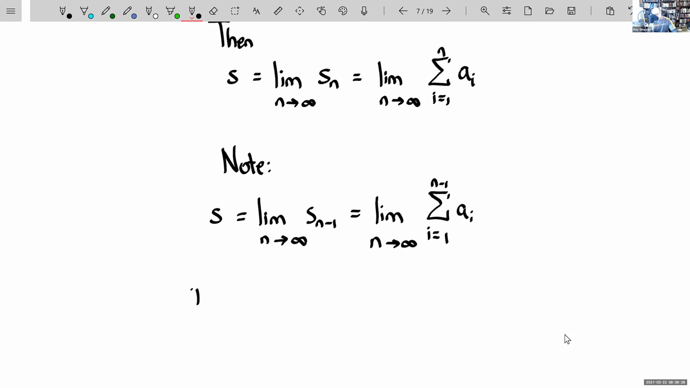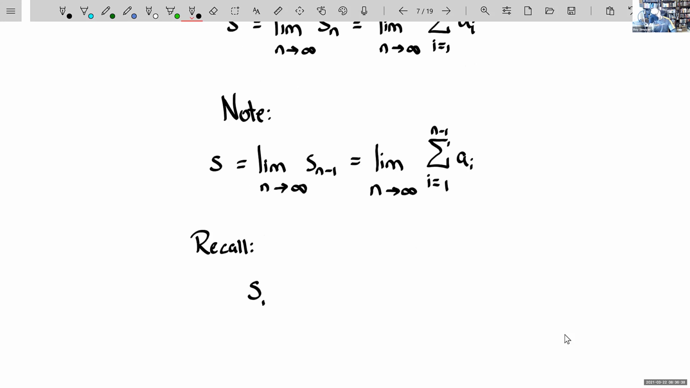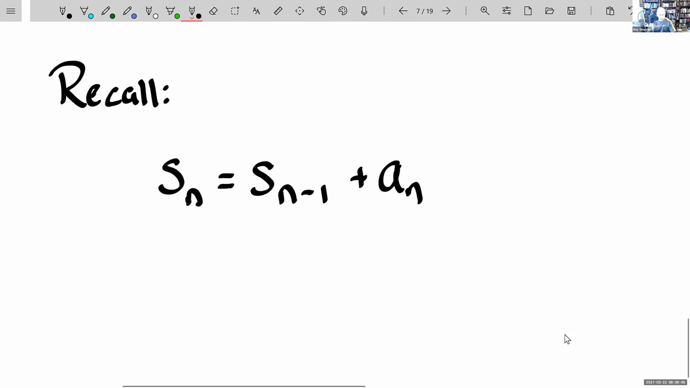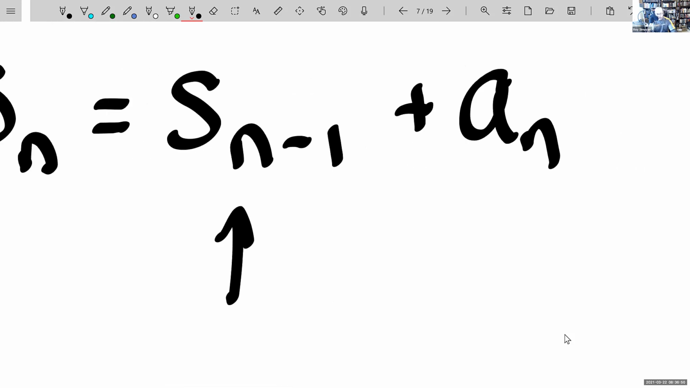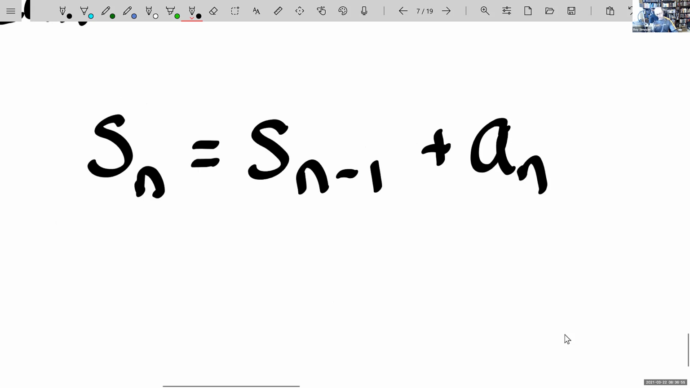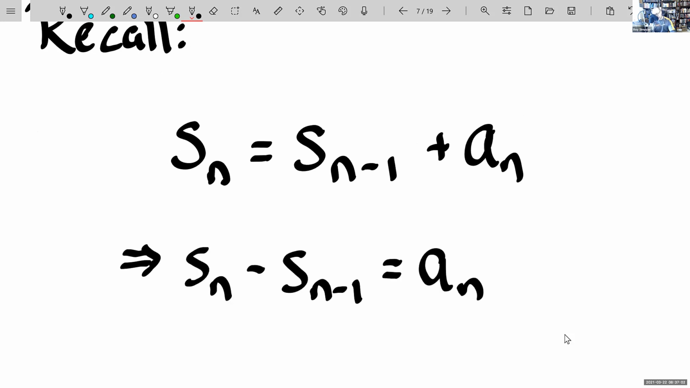And recall from our previous conversation on the other page that S sub n is equal to S sub n minus 1 plus a sub n. In other words, if I want to add up the first 20 terms of our sequence, I could add up the first 19 of them and then add the 20th. But if that's the case, that implies S sub n minus S sub n minus 1 must equal a sub n.